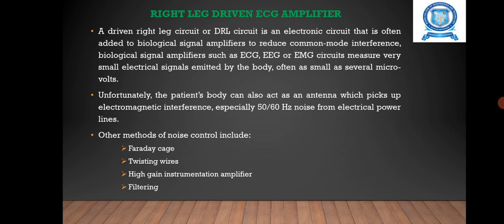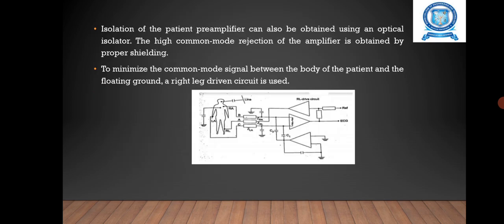Other methods of noise control include Faraday cage, twisting wires, high gain instrumentation amplifier, and filtering. Then we are going to see the improvement of CMRR using right leg driven circuit. The isolation of the patient preamplifier can also be obtained using an optical isolator. It is used to minimize the common mode signal between the body of the patient and the floating ground. It is used for the common mode signals after amplification in a preamplifier.